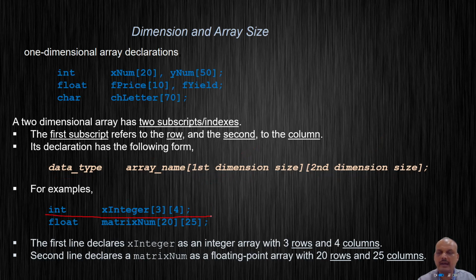So here I have an array called xinteger of type integer, which is of 2 dimensions because there are two subscripts or two indices. The same thing is here, a floating point array matrixnum, 20 cross 25. So basically you can store matrices, say a two-dimensional matrix, in a two-dimensional array. Hope that makes things clear to you.